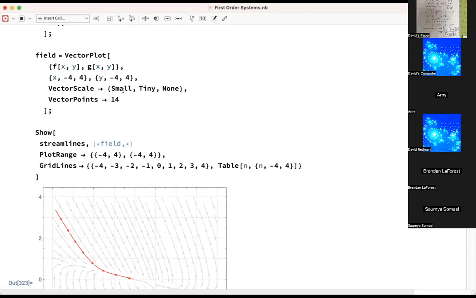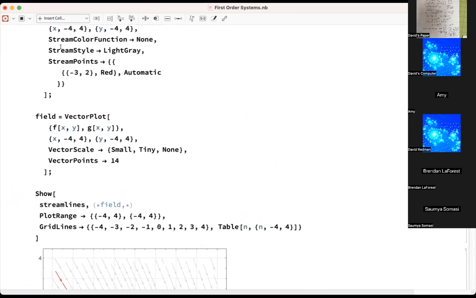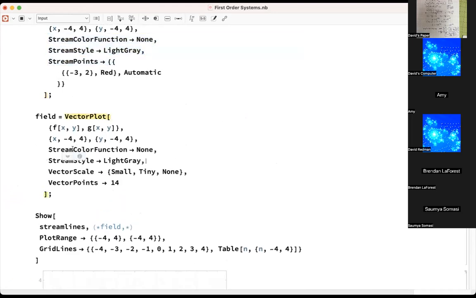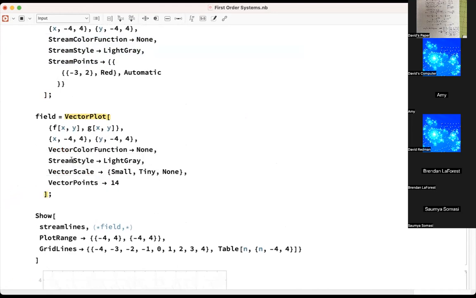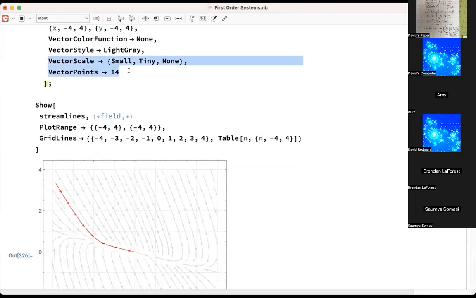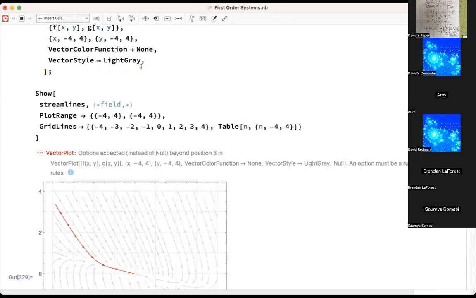Now, before I do that, I'm also going to do the same adjustments to the field, except here, it's going to be VectorColorFunction. VectorColorFunction is None, and VectorStyle is LightGray. Then I can dump this VectorScale and VectorPoints here. VectorPoints says how many vectors, a 14 by 14 grid right here. You can do more or less grid if you like, but I don't need these right now, so I'm going to get rid of them. I need to get rid of that comma.